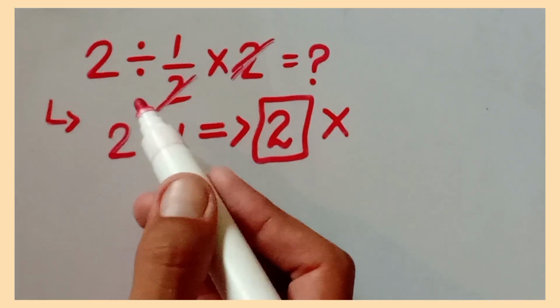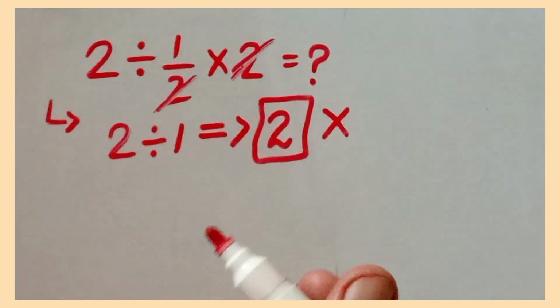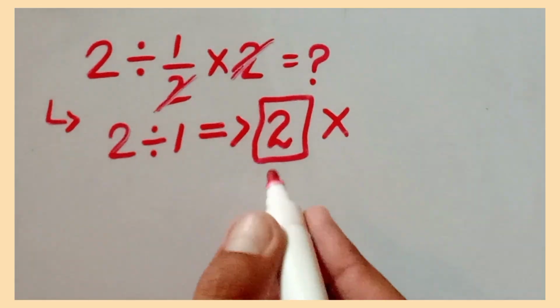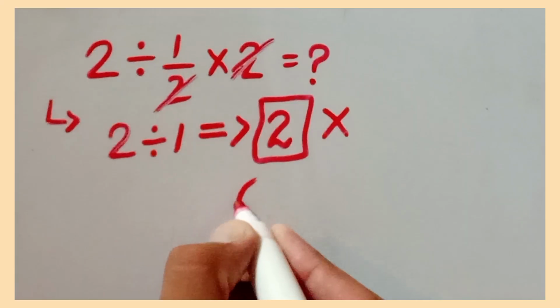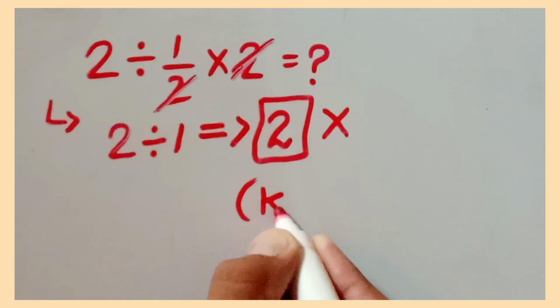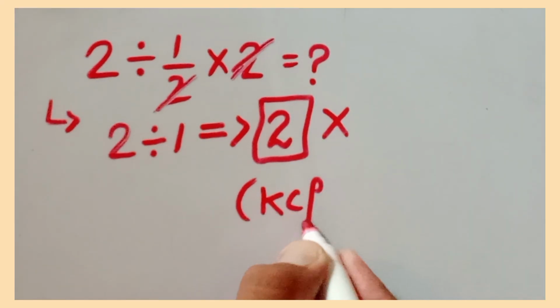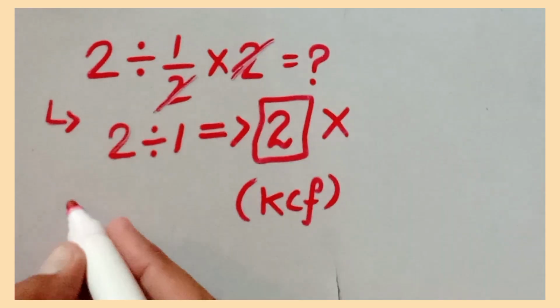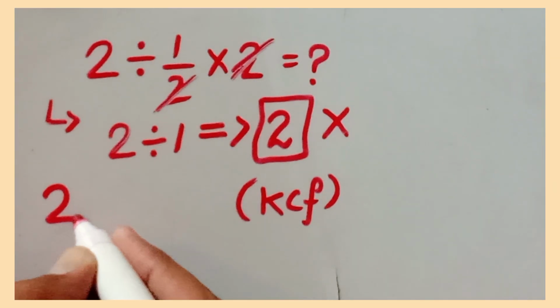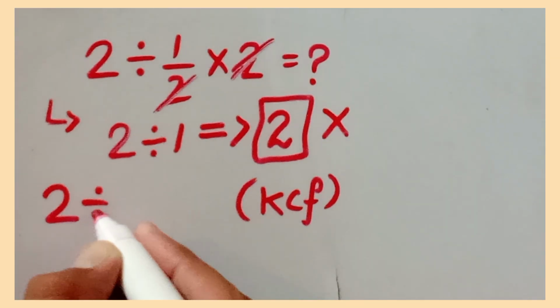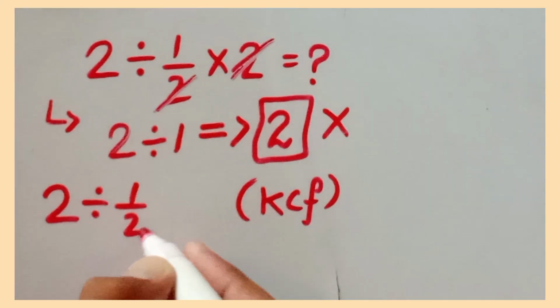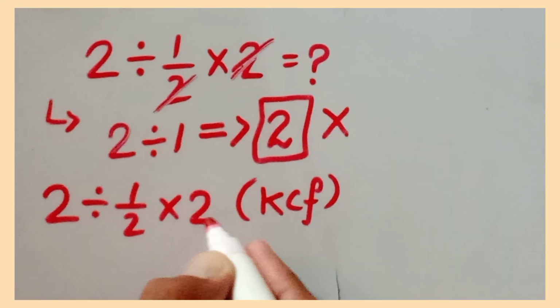So firstly we move from left to right, but before that we should all know about KCF, where K stands for keep, C stands for change, and F stands for flip. So I can write this expression again here: 2 divided by half times 2.